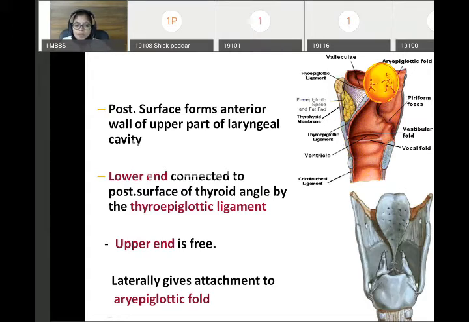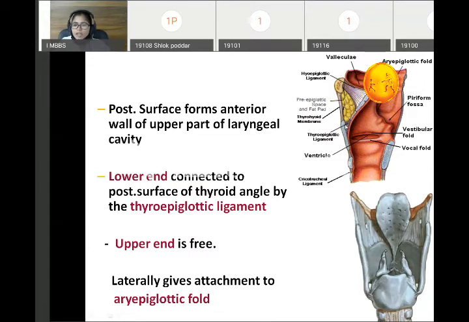That is the thyroepiglottic ligament. This one is the thyroid cartilage. So the lower end is connected to the posterior surface of the thyroid angle by the thyroepiglottic ligament. So this epiglottis has two ends, an upper end and a lower end.